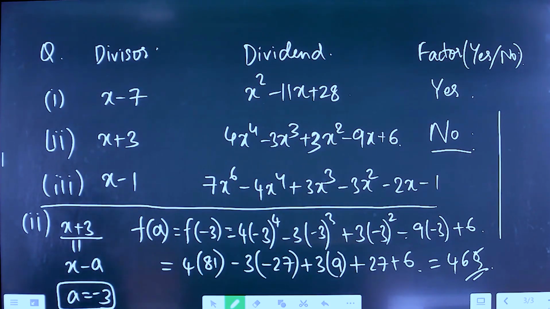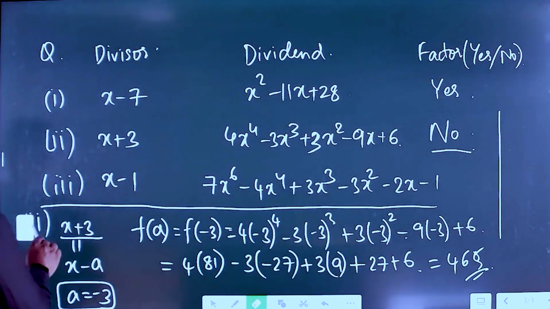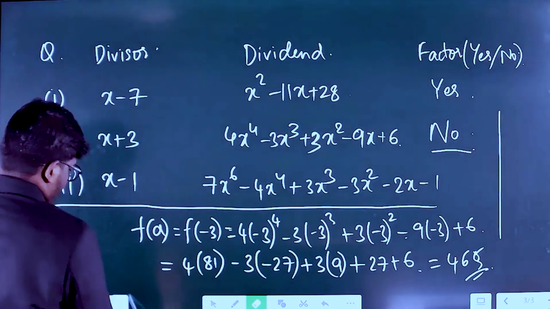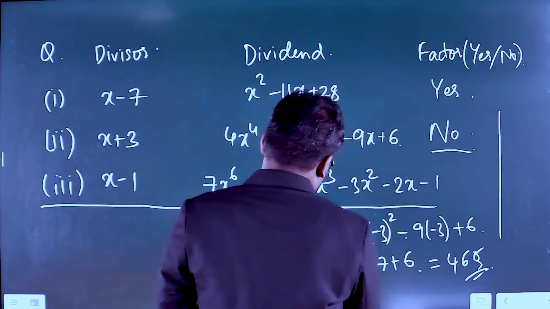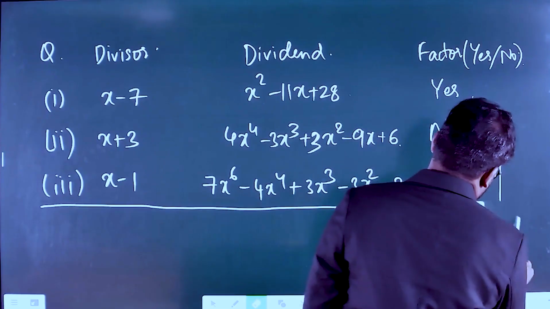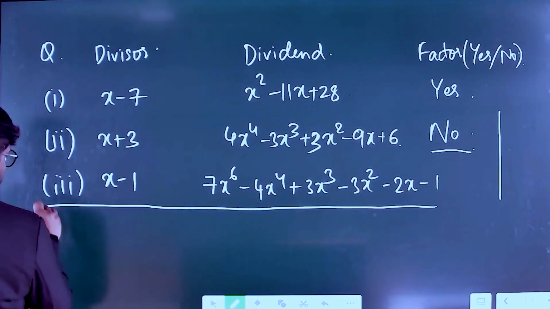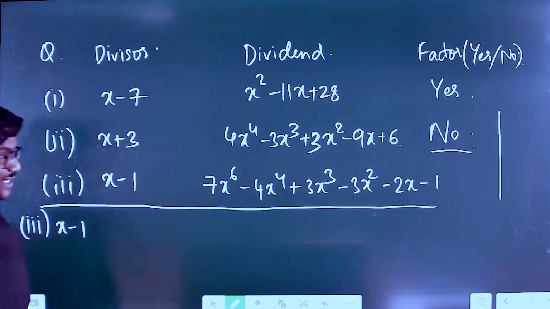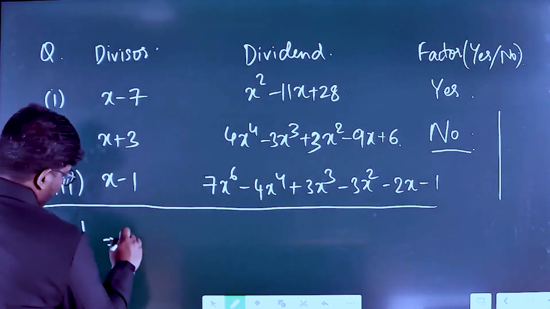I hope you have noted this down. If you haven't noted this down, just take a screenshot already. So in the third question, x minus a is of the form x minus 1. So comparing it with x minus a, we understand that a is 1.